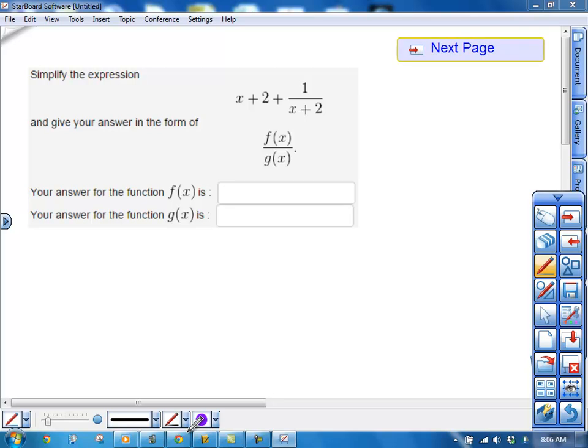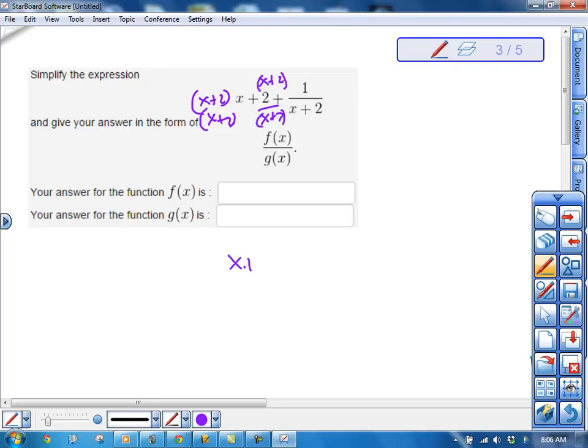This one says simplify the expression, give your answer in the form of a function over another function. So we need to get this to look something like this. Anytime you want to add fractions, you need a common denominator. So I'm going to multiply the top and the bottom of this by this denominator, x plus 2, top and bottom. And the same thing with this. This needs to get multiplied, top of that 2 and the bottom of the 2, by x plus 2. So I have x times x plus 2 all over x plus 2, plus 2 times x plus 2 all over x plus 2, plus 1 over x plus 2.